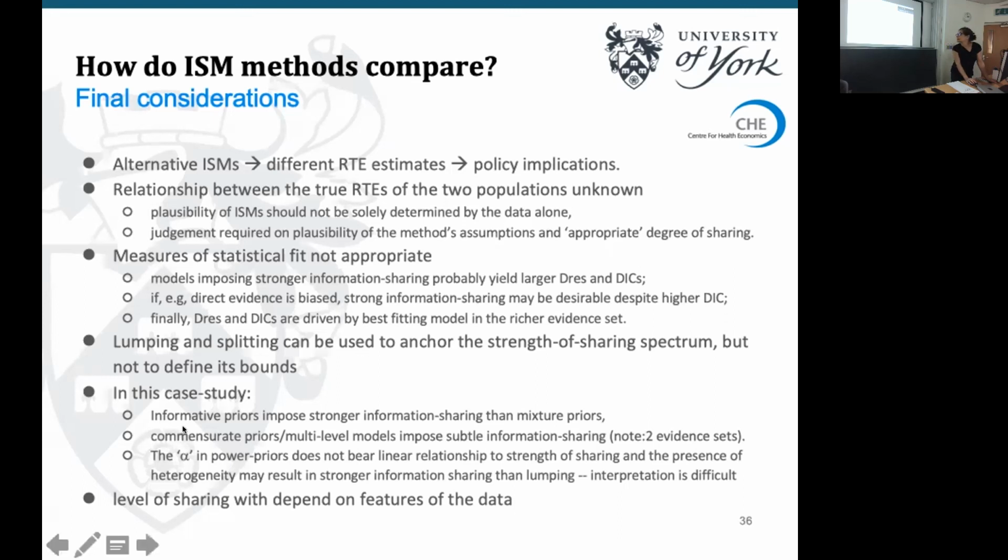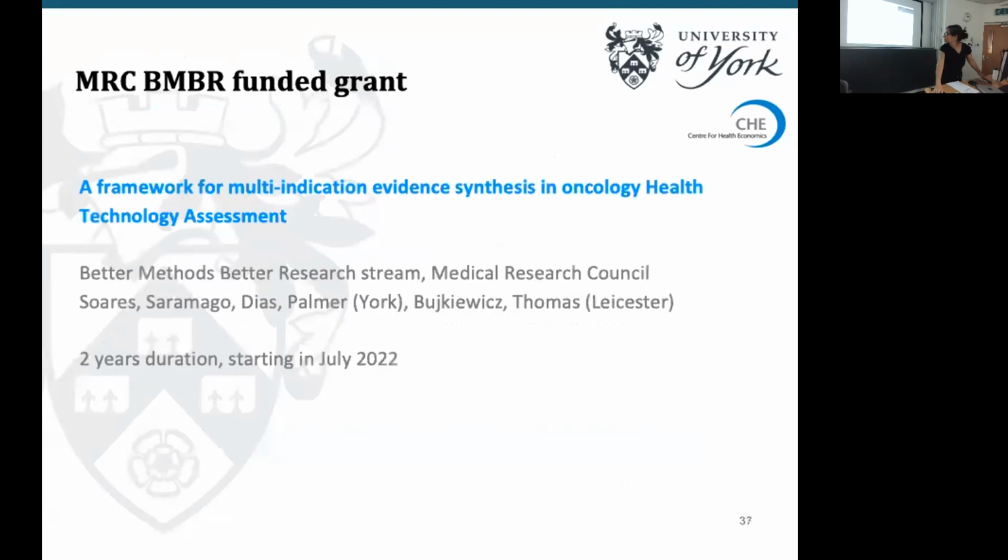There are some conclusions grounded on the case study, but again, they're not generalizable, so they depend on features of the data. Things like commensurate prior or multi-level models impose only subtle information sharing. That might not be true for all cases. Obviously, we only have 2 evidence sets, so to define a multi-level model with 2 data points won't give you much sharing, so it might not be the case across other examples. But it was a nice way to demonstrate that these methods can give you very different strength of sharing.